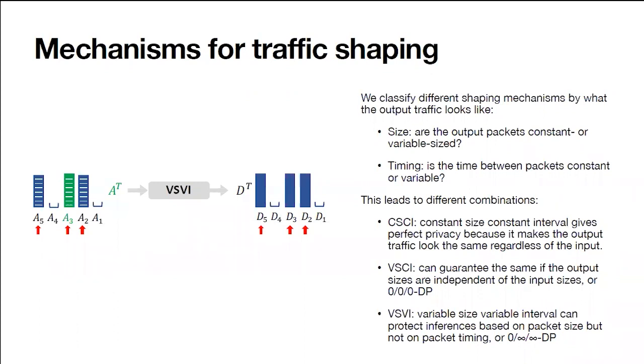And if you make the output traffic look independent of the input traffic, then clearly you've got perfect privacy, but maybe you've wasted a lot in terms of overhead. So the question is, can differential privacy help us manage this trade-off, by saying, I'll give up a little bit on privacy in order to protect against the timing and type of an event?